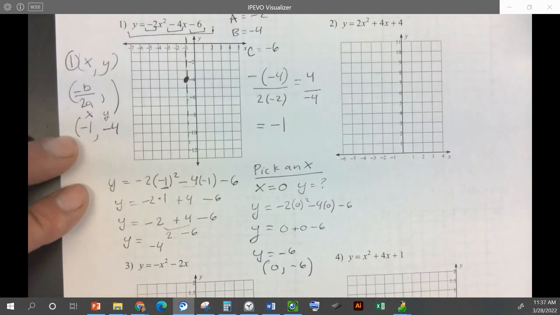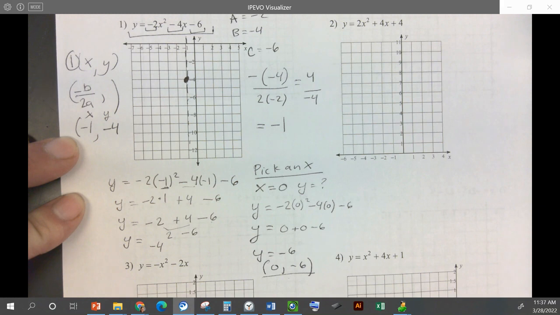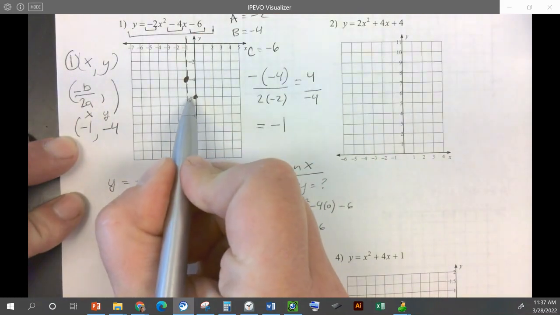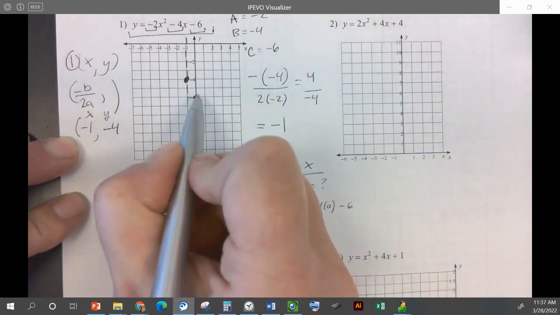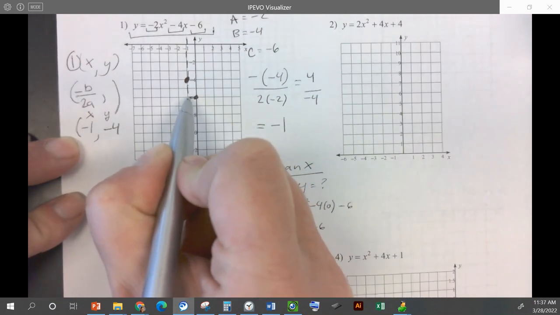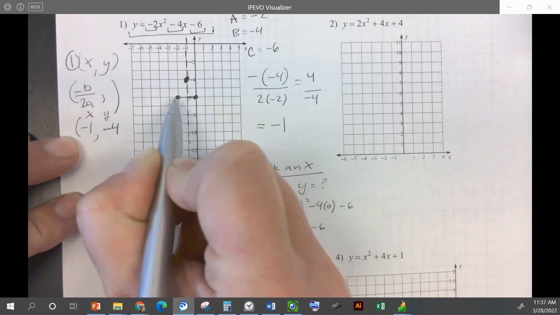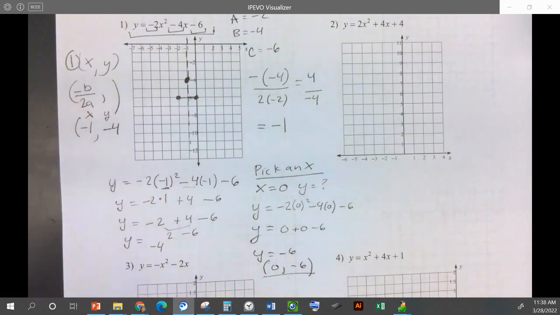Questions on where that came from? So I'm just going to take this point. This is a second point. This is not my vertex. This is just another point on the parabola. So I have 0 and then negative 6. And this is how many away from the axis of symmetry? 1. Good. So if I go to the axis of symmetry, I'm going to go through the axis of symmetry and go over 1. And this symmetrical point should be on the other side of my axis of symmetry. Does that make sense? Because it just folds across that axis of symmetry.